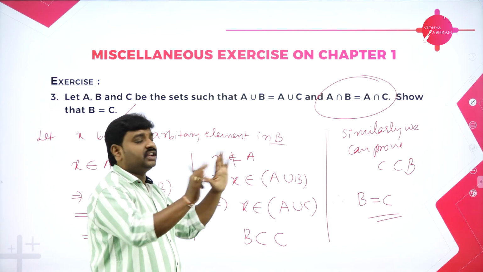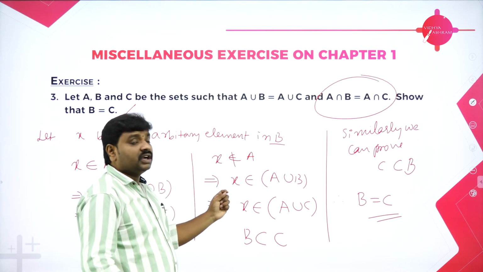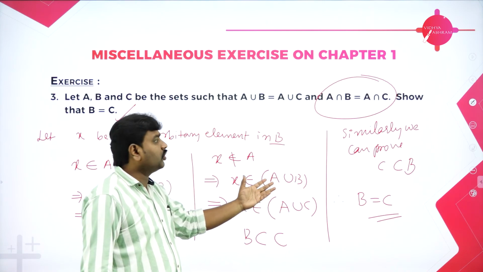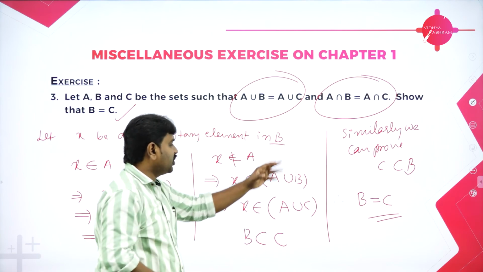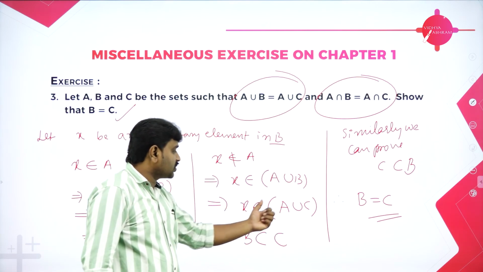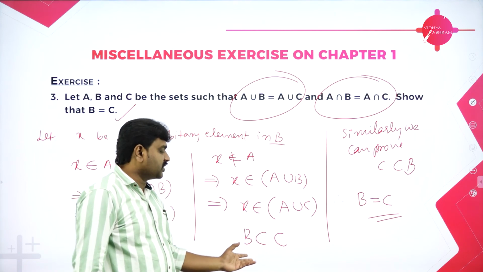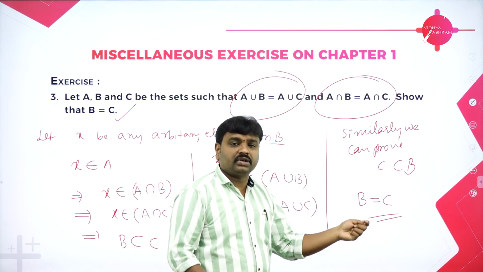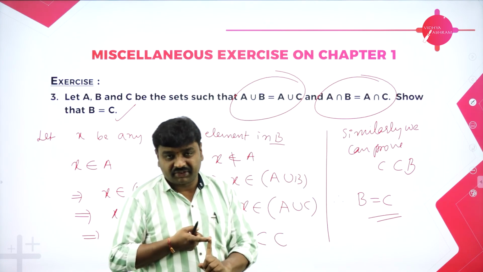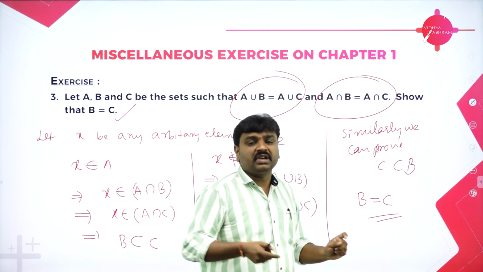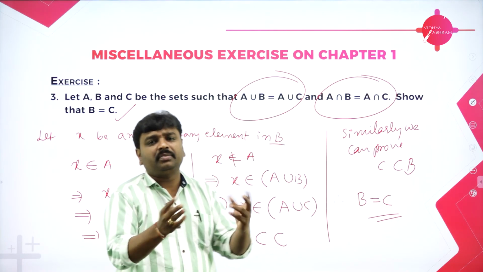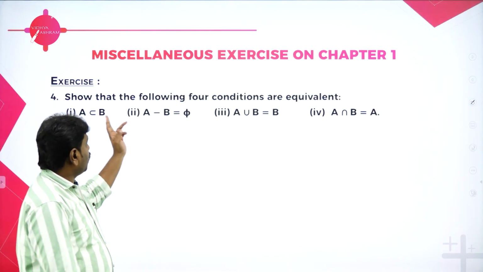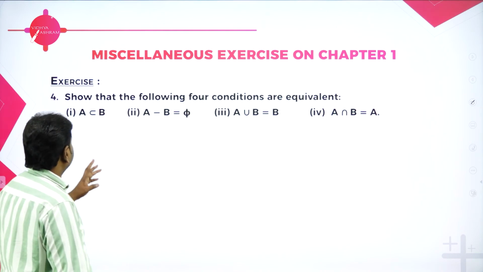And similarly, X is not in A. It is in B but not in A, so I can take it belongs to the union. It belongs to A union B. You know A union B is given as what? A union C. Instead of A union B, put A union C. So X belongs to A union C. So therefore, what is the conclusion? B is subset of C. Similarly, you can take an arbitrary element in C and do the same thing. Then you will get C is subset of B. If B is subset of C and C is subset of B, then we say B and C both are same. That's the conclusion.